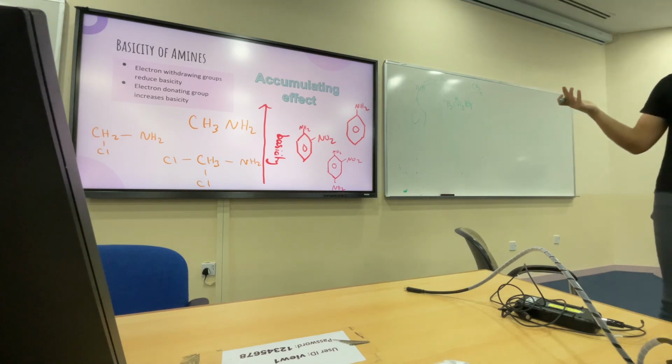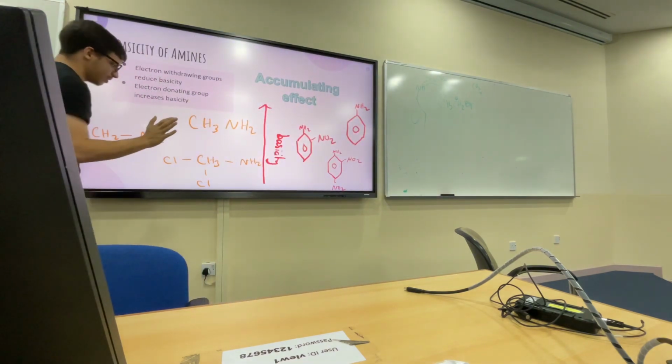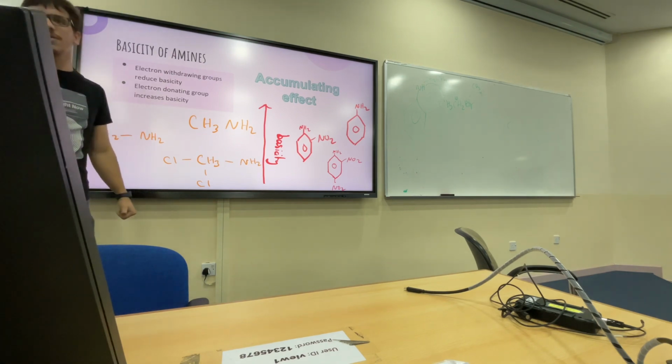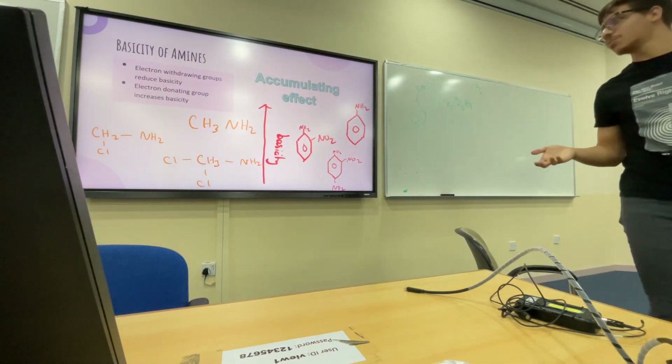Hala, let's talk about this. This is a normal amine, right? If we add a Cl to it, Cl is electronegative, so it will draw more electrons. This will decrease the basicity. So this one is less basic than this one, and adding another Cl will decrease the basicity more because it withdraws more electrons. Electron withdrawing groups reduce the basicity, while electron donating groups increase the basicity. That's why when we add R groups, for example a CH3 or an ethyl, it will increase the basicity because alkyls donate electrons. They are electron donating groups.